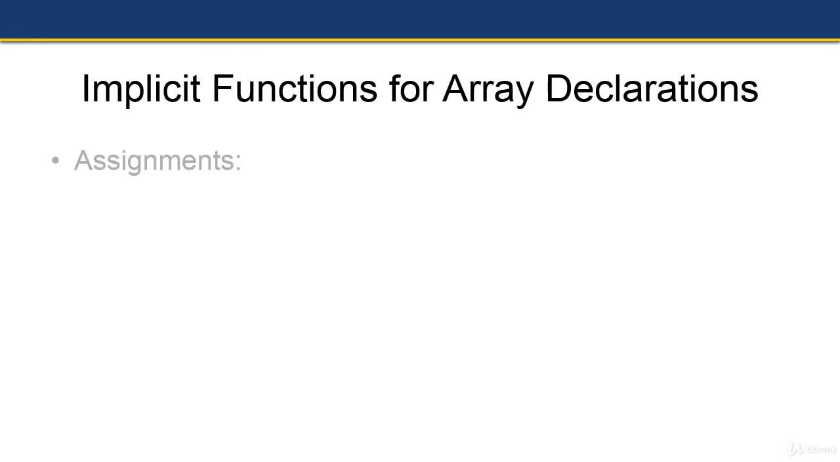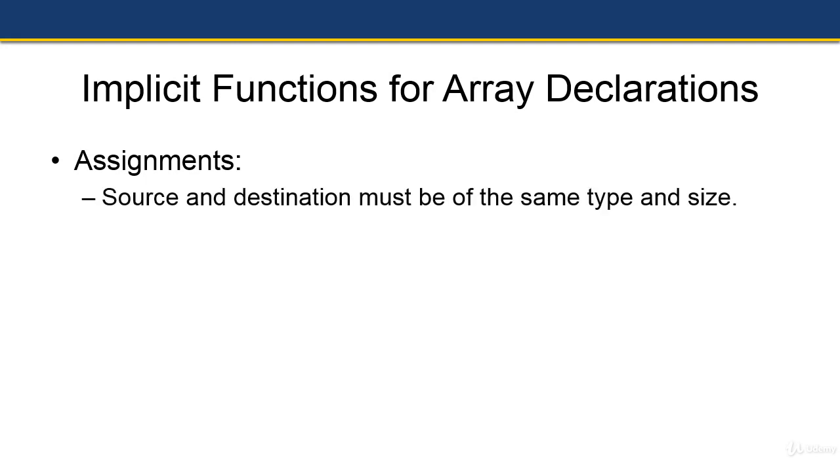There are implicit functions associated with array declarations. The first we'll look at is assignments. Specifically, when you assign an array, the source and the destination must be of the same type and the same size.